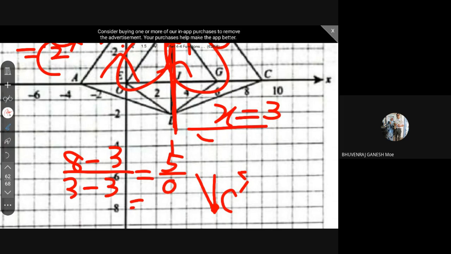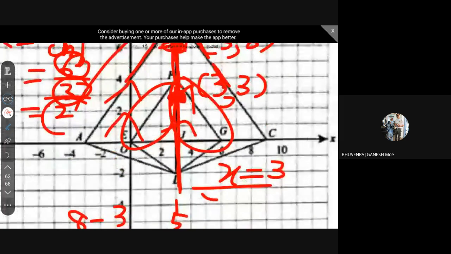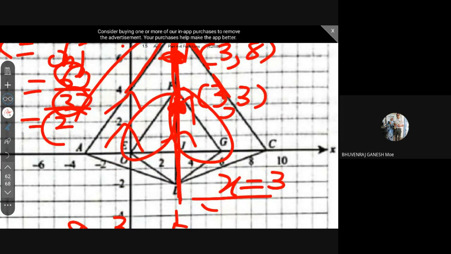5 over 0, what's the value? Anything over 0, what do we get? Yes, very good. Undefined means infinity. So this is the value of the gradient. In other words, you have no gradient for a straight line like this. So can you tell me what is the equation for a straight line? What is the normal equation you see so far for a straight line?